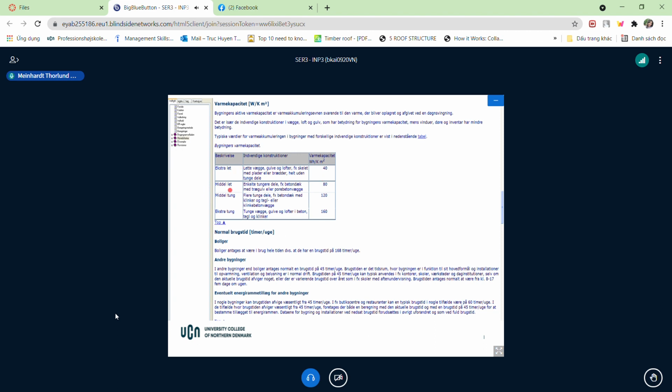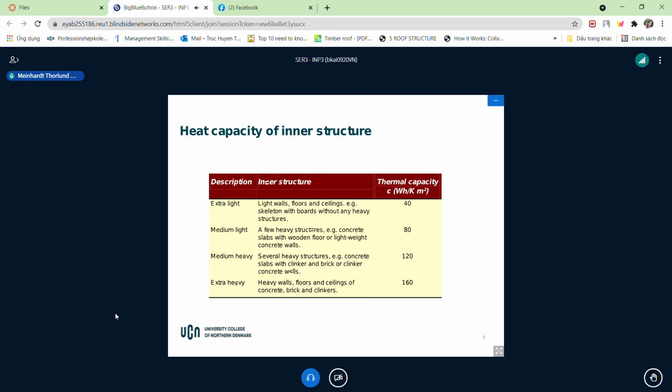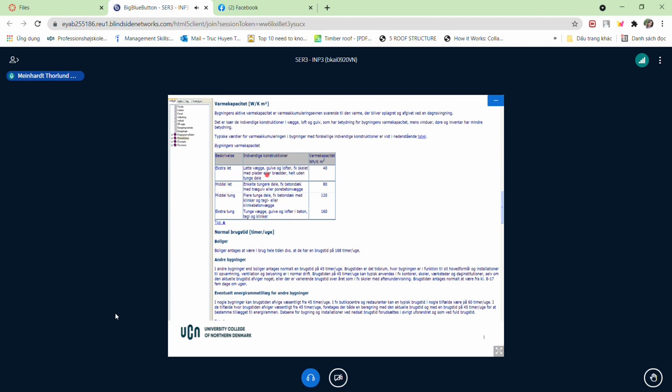This was the old way of doing it. If it was like light building, middle building, or light weighted building, middle weighted building, or heavy building, these were the numbers you could use. But today we will look into a different path.